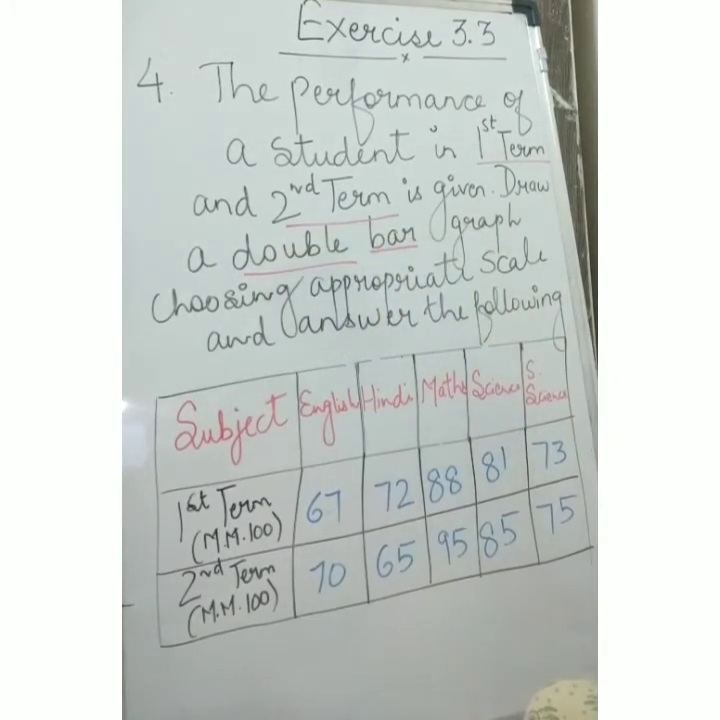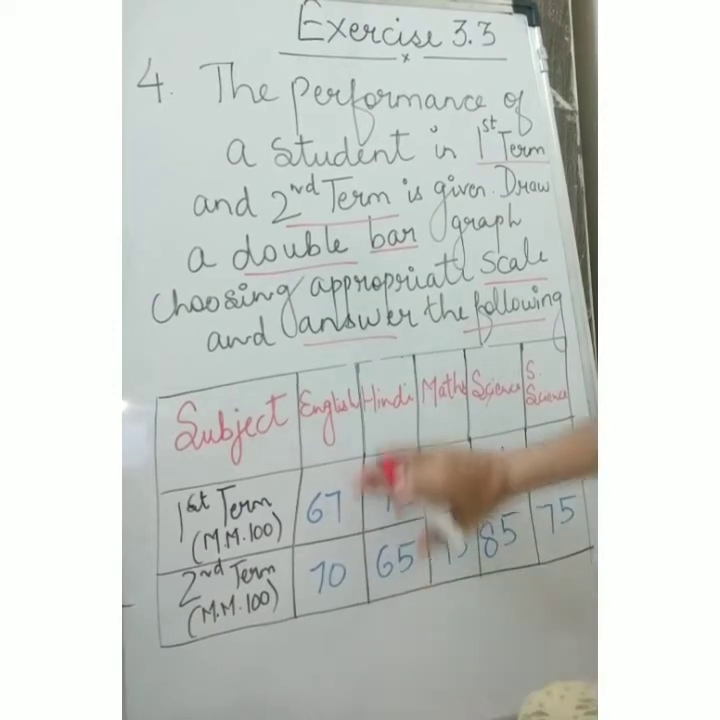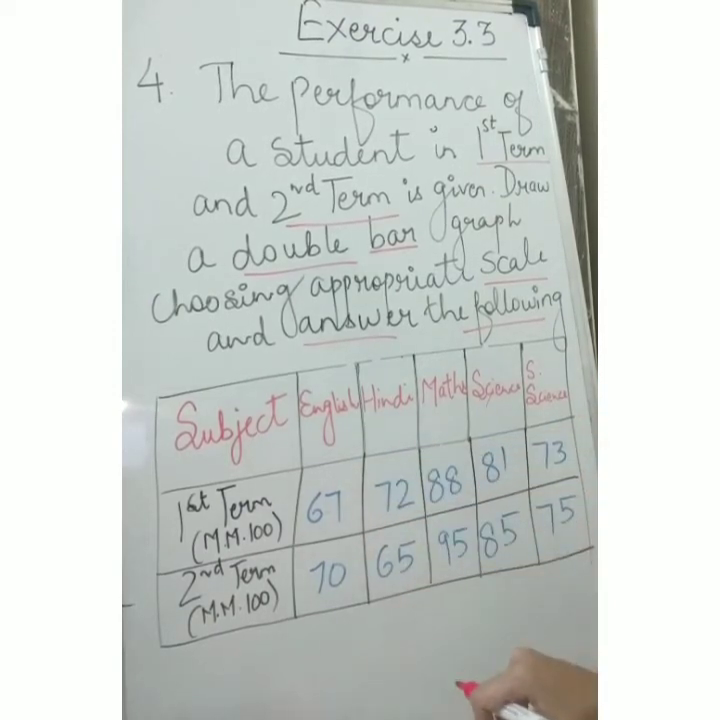Now what we have to do? We have to draw a double bar graph choosing an appropriate scale. Appropriate scale means when we draw a bar graph, we have to take a unit also. So we will take an appropriate scale unit. And after this, a few questions are there to answer. Firstly, we will draw the double bar graph using this data. I'll explain how to draw it, then we will answer the following questions.